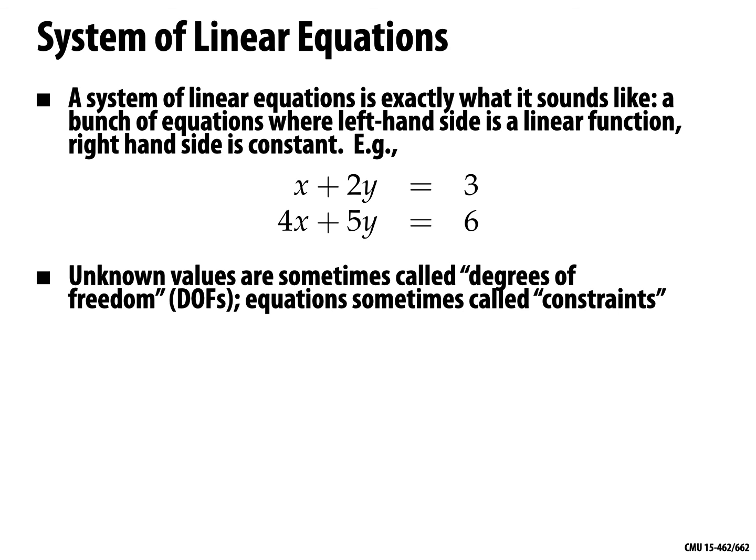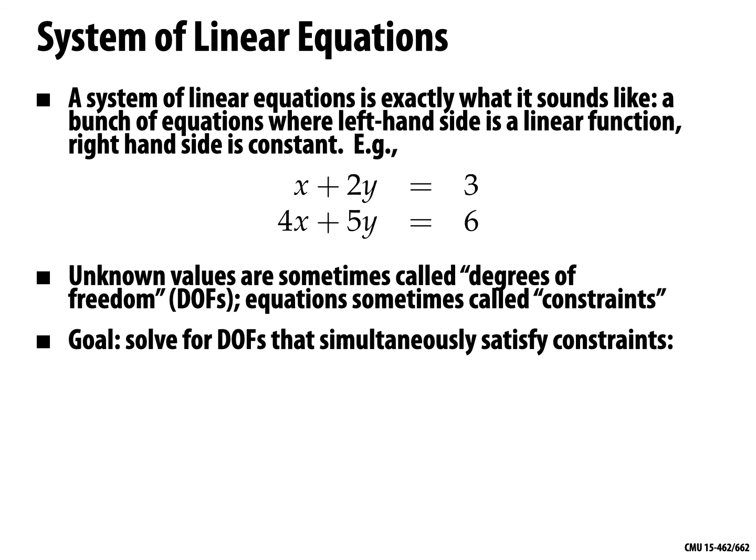The unknown values are sometimes called degrees of freedom, which I might abbreviate occasionally as DOFs. And the equations are sometimes called constraints. So I have these degrees of freedom, or these variables, x and y, and I want to find assignments of values to those variables that satisfy all these constraints. Okay? So simultaneously satisfy all the equations.